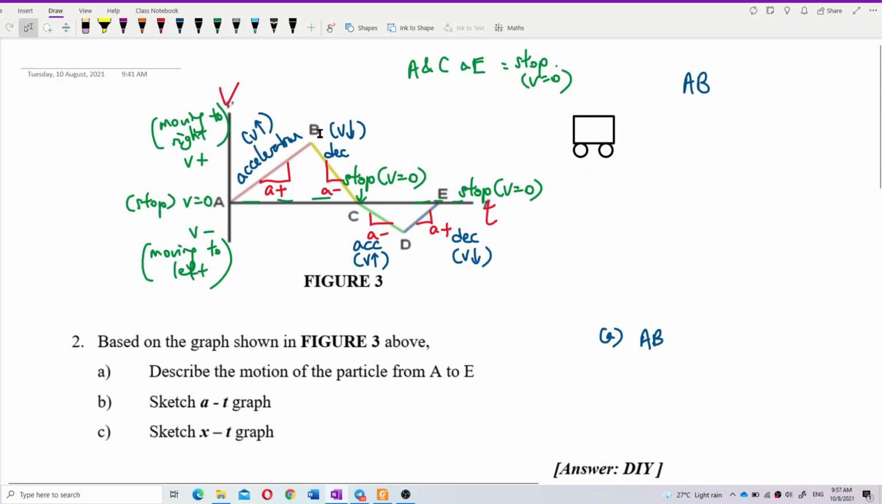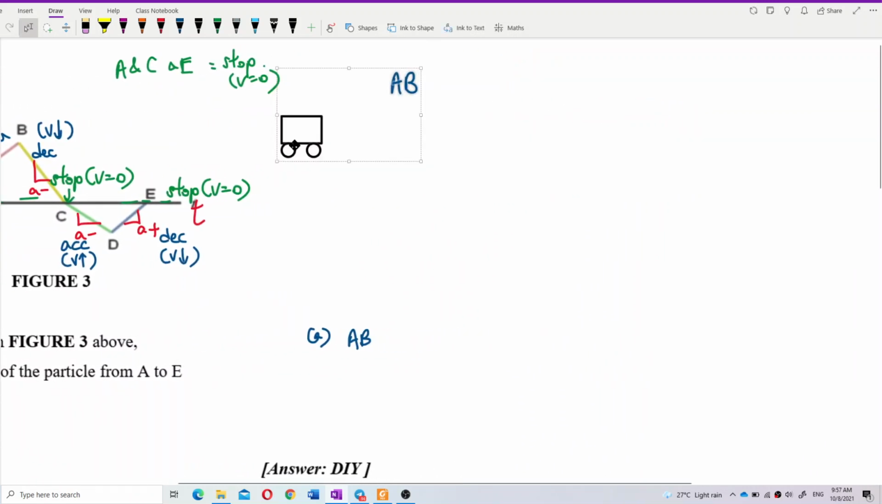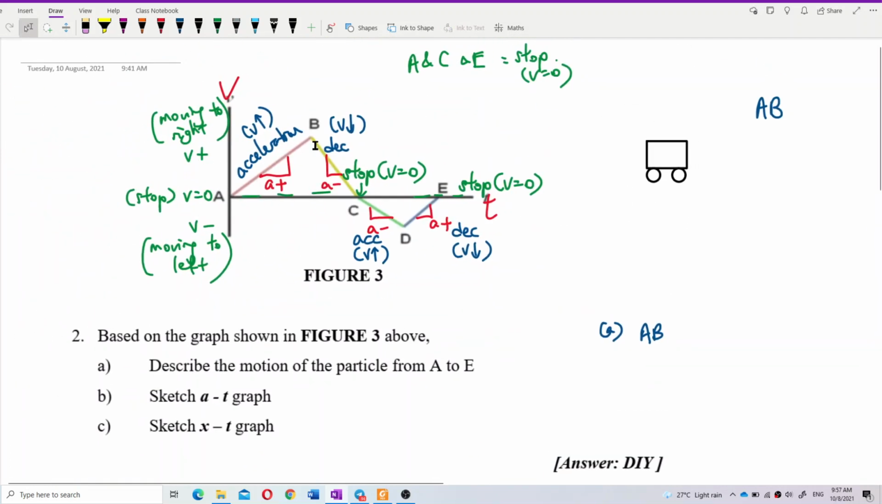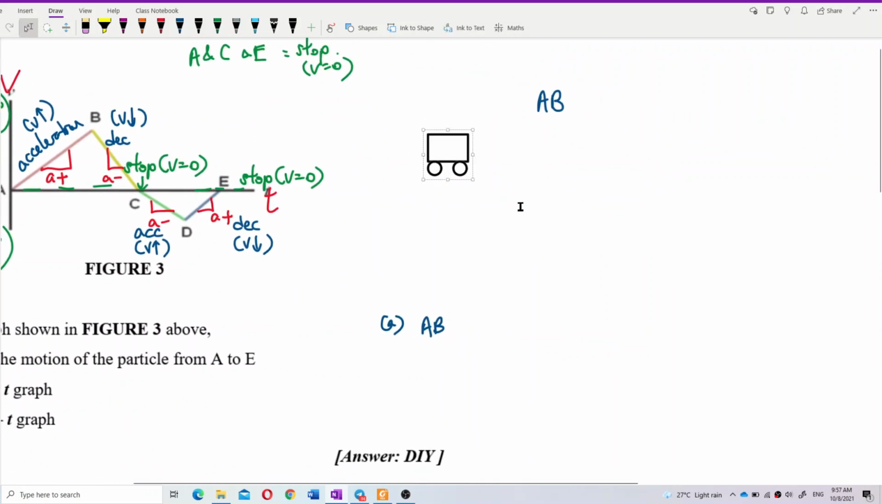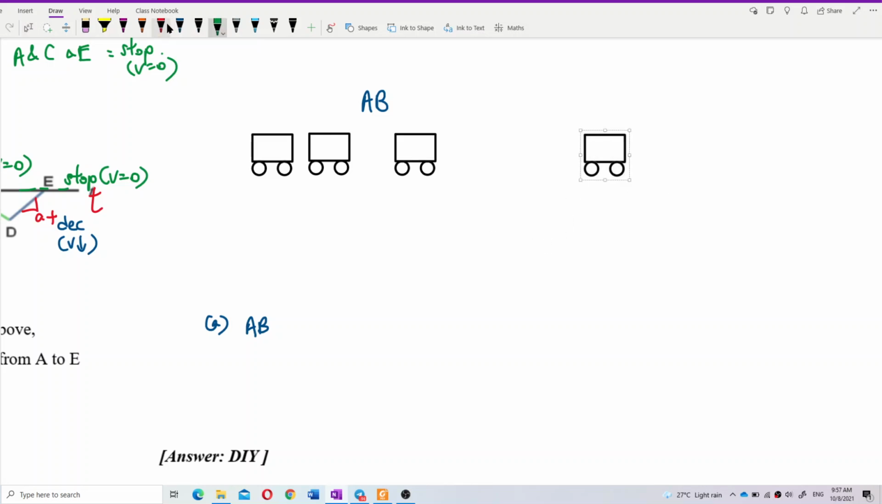A to B, velocity is positive, it is moving to the right. So I can imagine it like this, using this car to describe. For AB, it is moving to the right and also becoming faster and faster. So I can draw it like this. It becomes faster and faster. You see that?